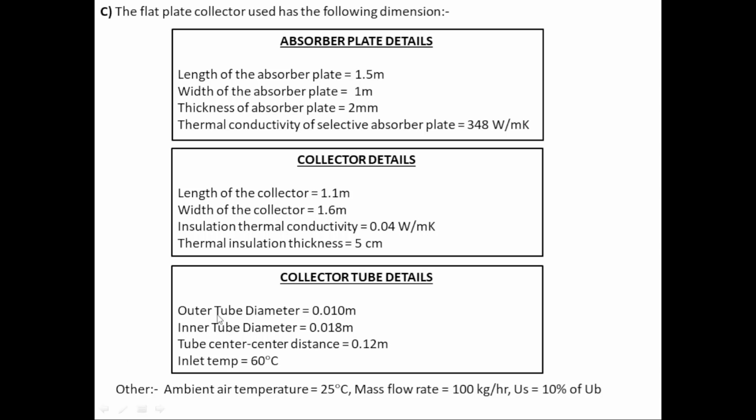So here you have the inner and outer tube diameter, the tube center to center distance, and the inlet temperature, which is nothing but the inlet temperature of the liquid that is going to flow through the tubes. Here we take the temperature as 60 degrees Celsius. Other miscellaneous details are that the ambient air temperature is 25 degrees Celsius, the mass flow rate of the water through the tube is maintained at 100 kg per hour, and US is 10% of UV. This we will see later when we calculate the loss coefficients.